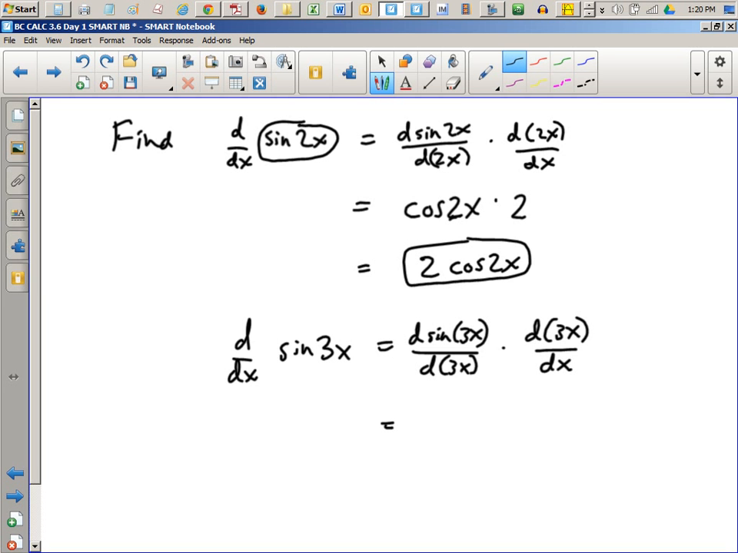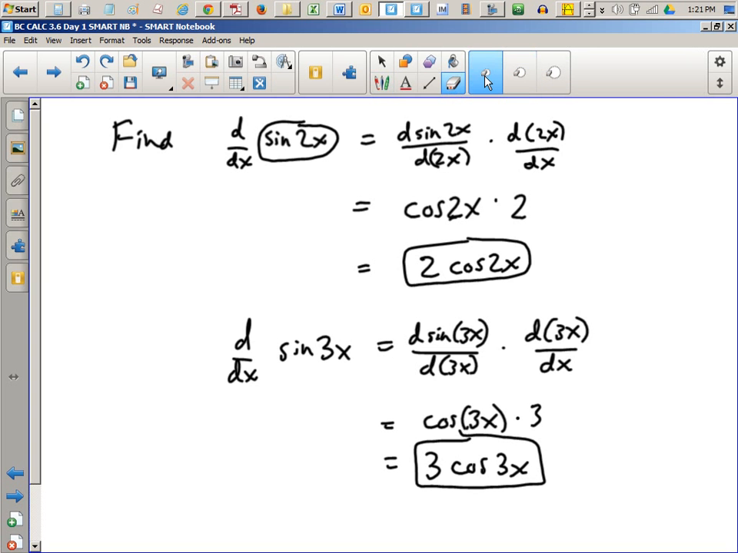Okay, so the fact that it's a sine means it differentiates to form a what? The derivative is a what? Cosine. Okay? Cosine 3x. What's the derivative of 3x? 3. So you mean to tell me that the answer to this problem is just 3 cos 3x? Yes. It's that simple. So the answer to the previous one was 2 cos 2x. The answer to this one is 3 cos 3x. Okay? All right, let's do another one.